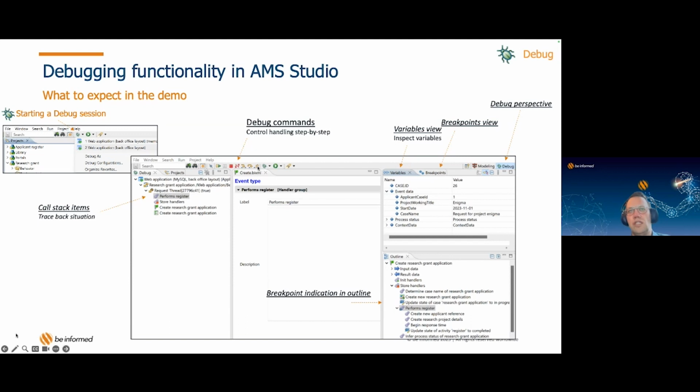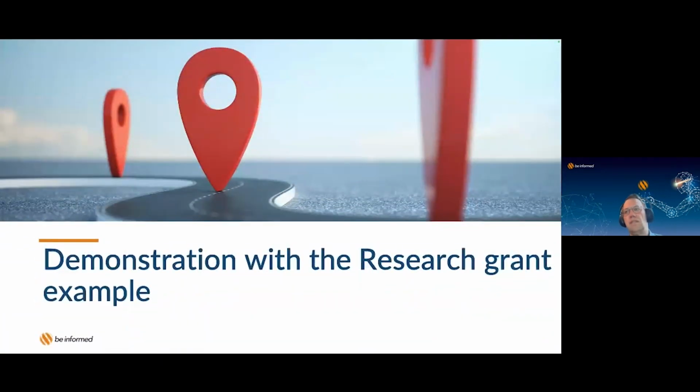And the last one is step out. Then you're stepping out of the current one and you go back to the previous handler. So this is an overview of what's currently shown if you go to the debugger. And I will demonstrate this with the resource grant application.